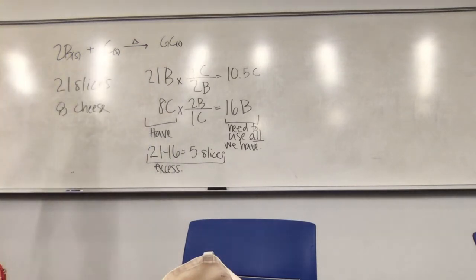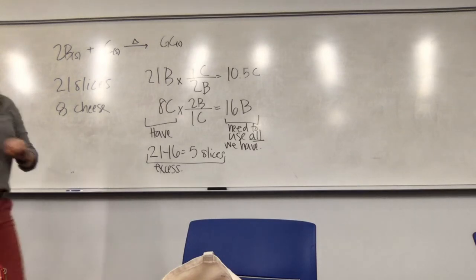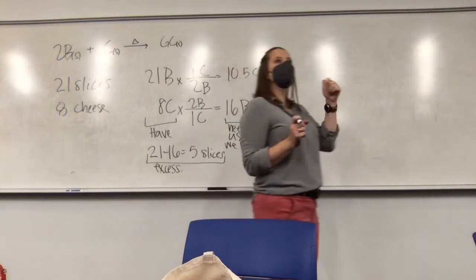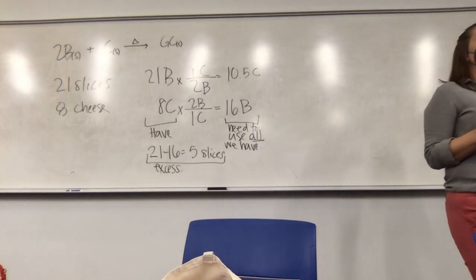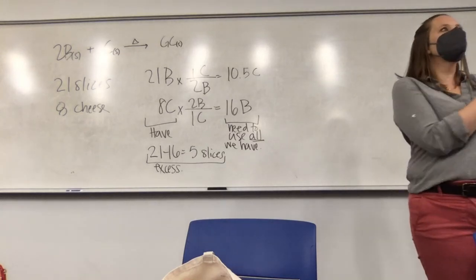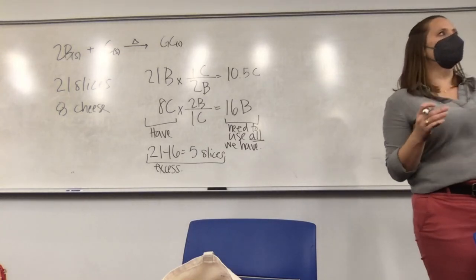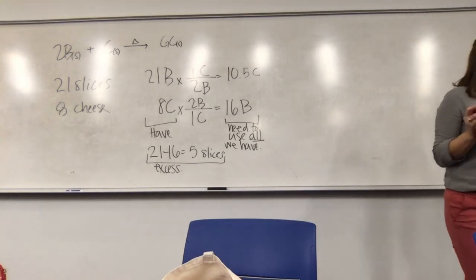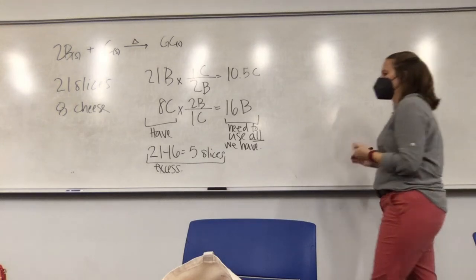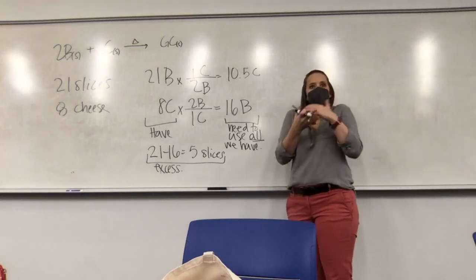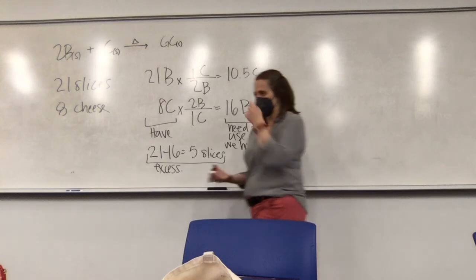So let me ask you a question. If I used all 8 slices of cheese, how much cheese is left over? 0. Big fat 0. When we think about excess reagent or limiting reagent, the limiting reagent is all used up. This is the thing that you use the most of, and it's all gone. By default, the amount of the limiting reactant left over is 0, because it limits how much product you can make.